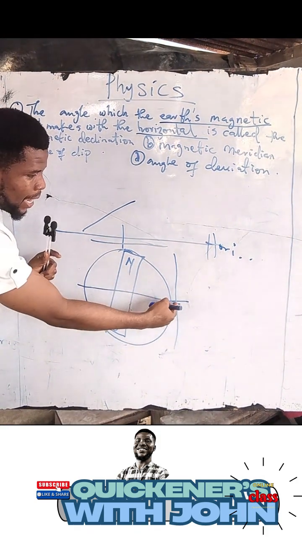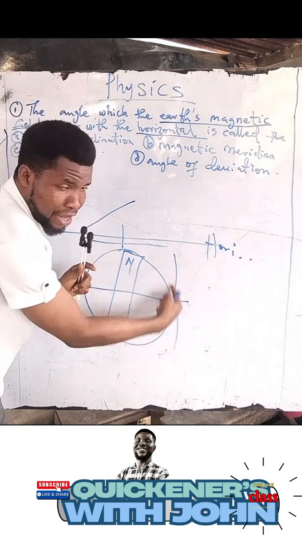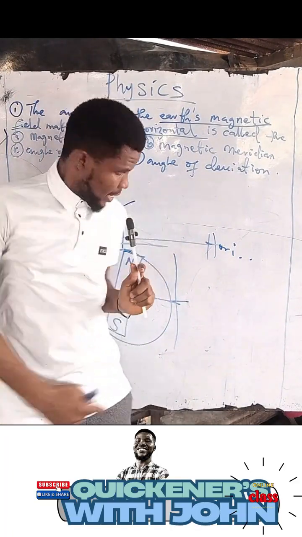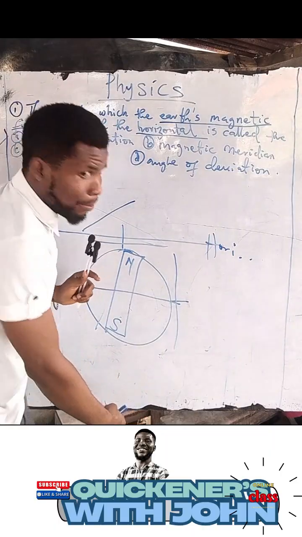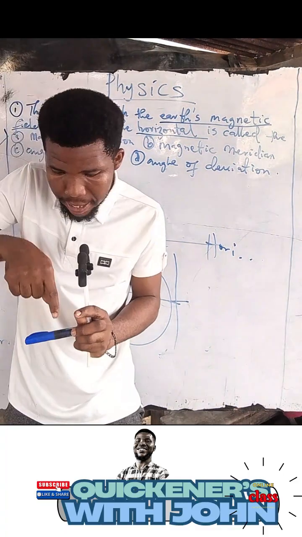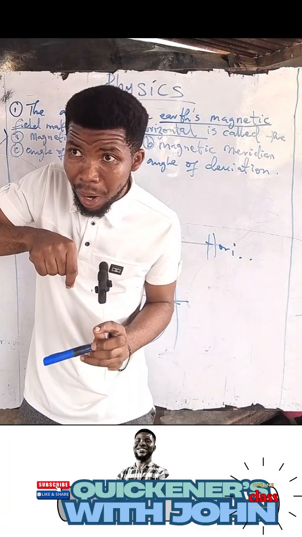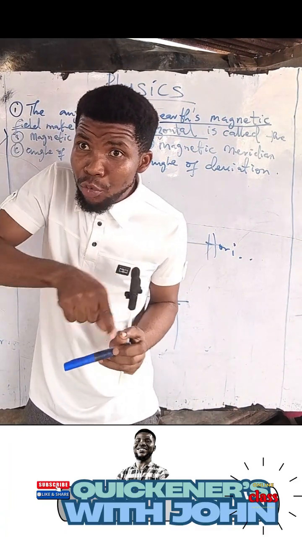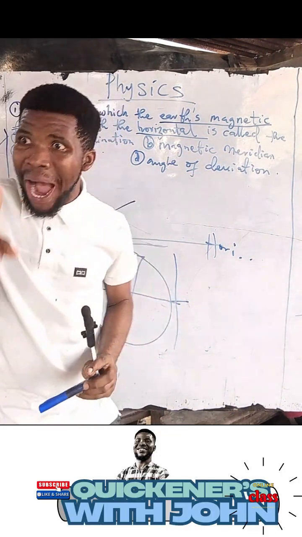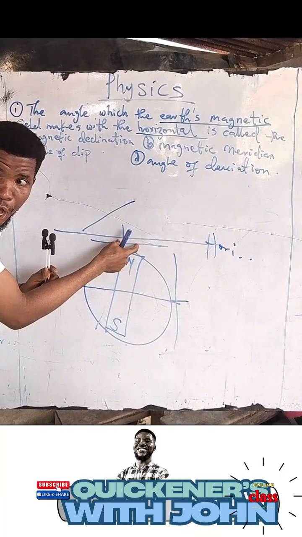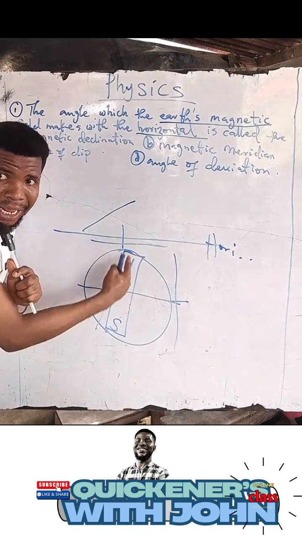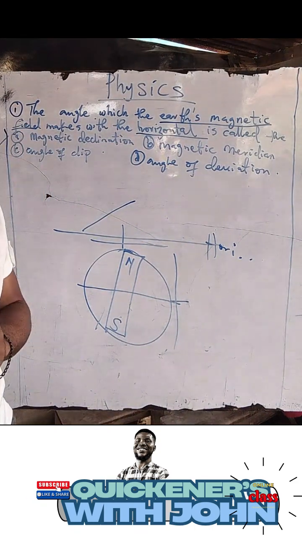So if I'm here and I suspend my rope, remember this is my horizontal. It's more like I'm bending like this, right? So if I suspend my magnetic pin or needle, what will happen? Look at it now. Why? Because this is the earth's magnetic north and south pole. The needle must align to the magnetic north and south pole.